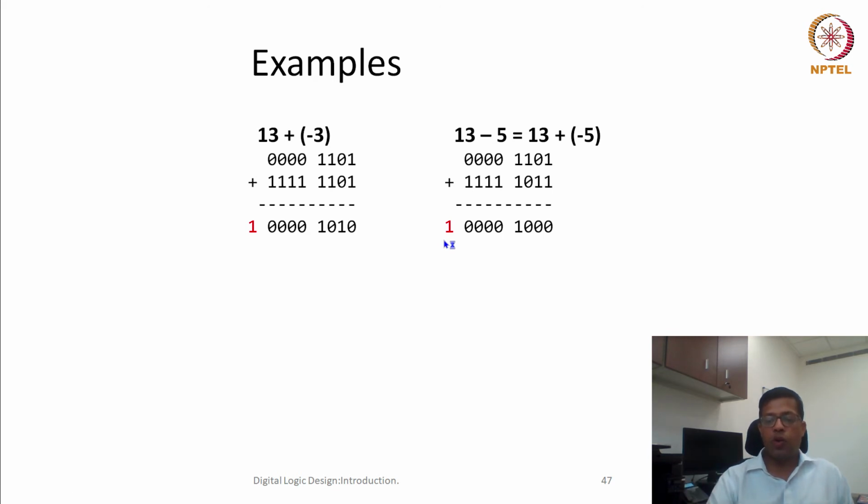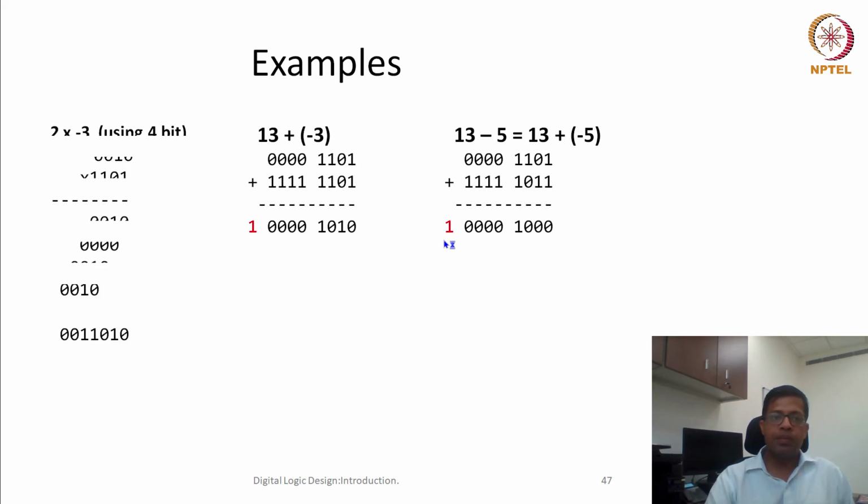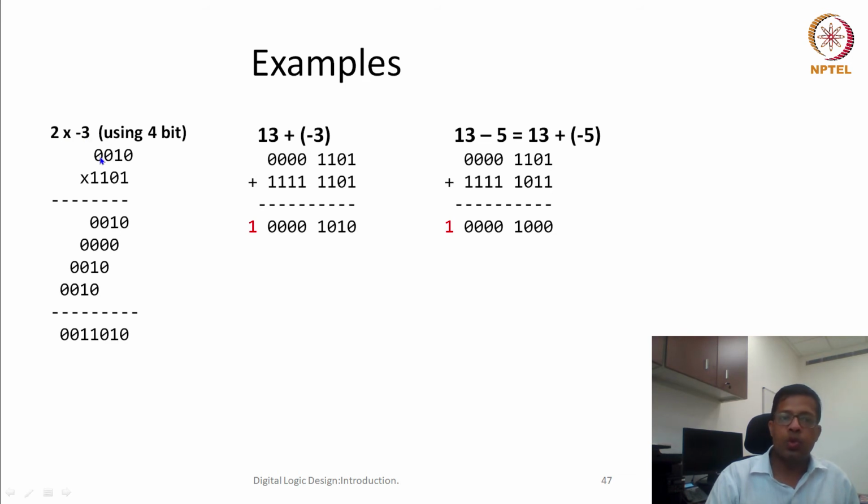Now let us see how it will work for multiplication. So here, to make my life simpler, I am taking 4-bit numbers, so there will be only 4 partial products. Let's say I want to multiply 2 and minus 3. 2 is 0 0 1 0 and minus 3 is the 2's complement of 3, that means 1 1 0 1.